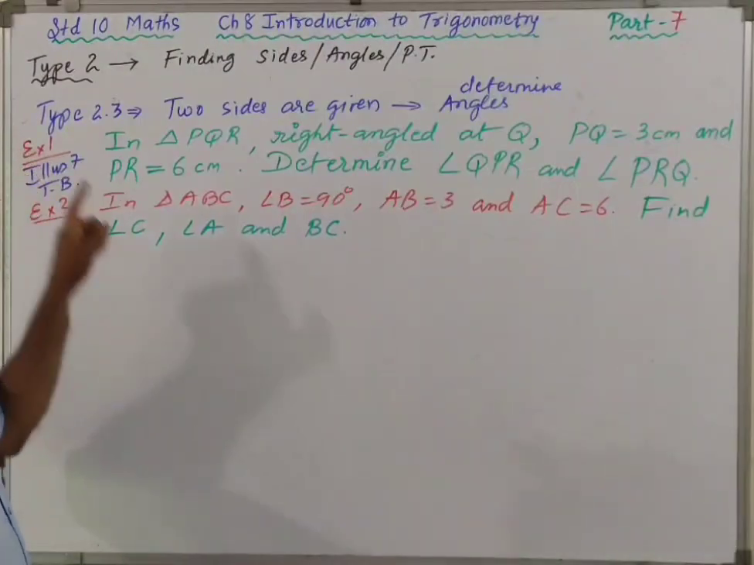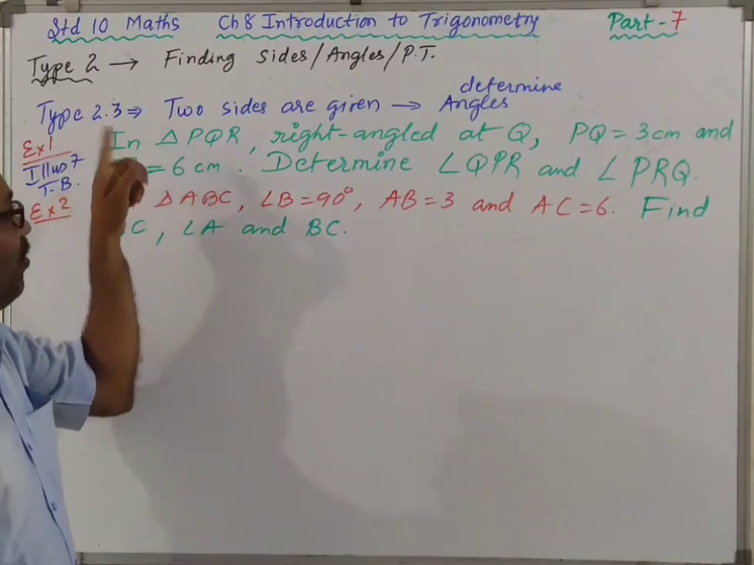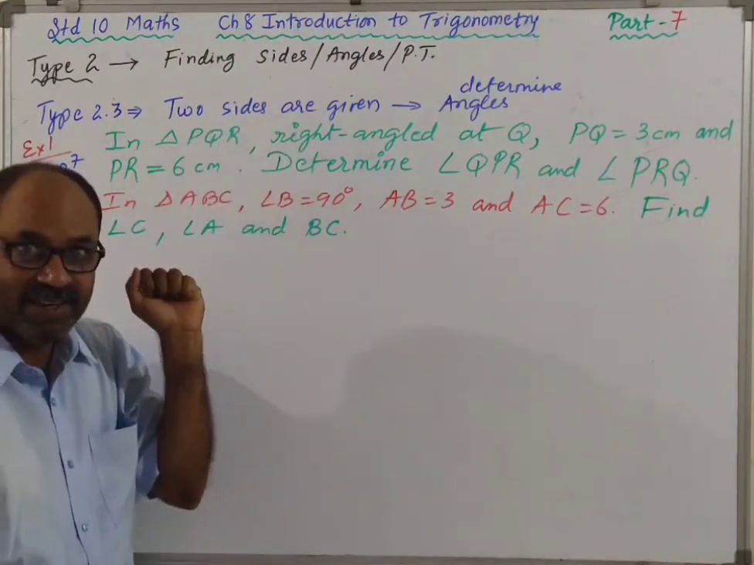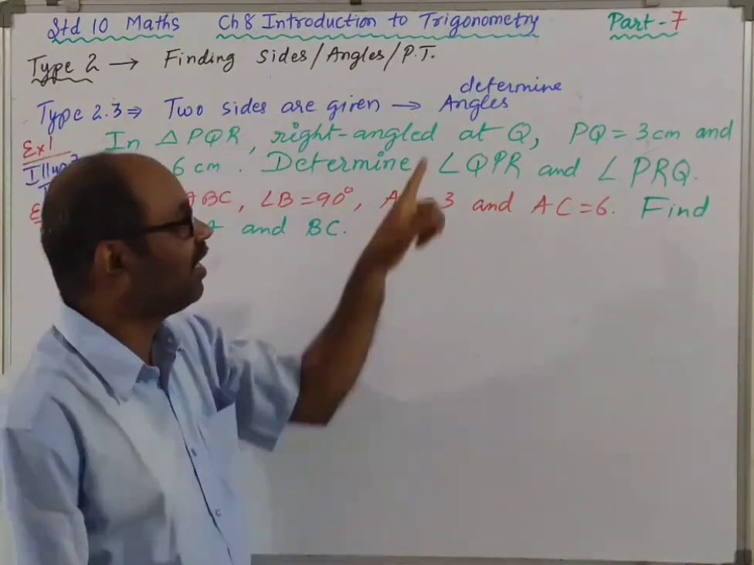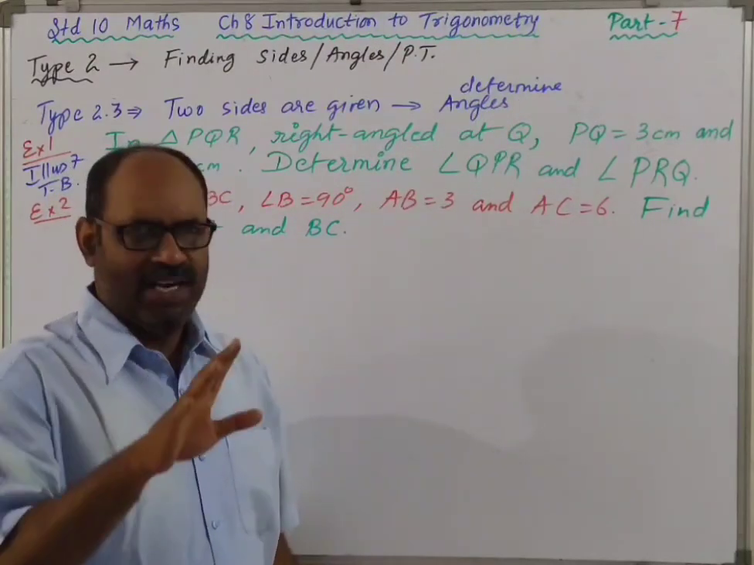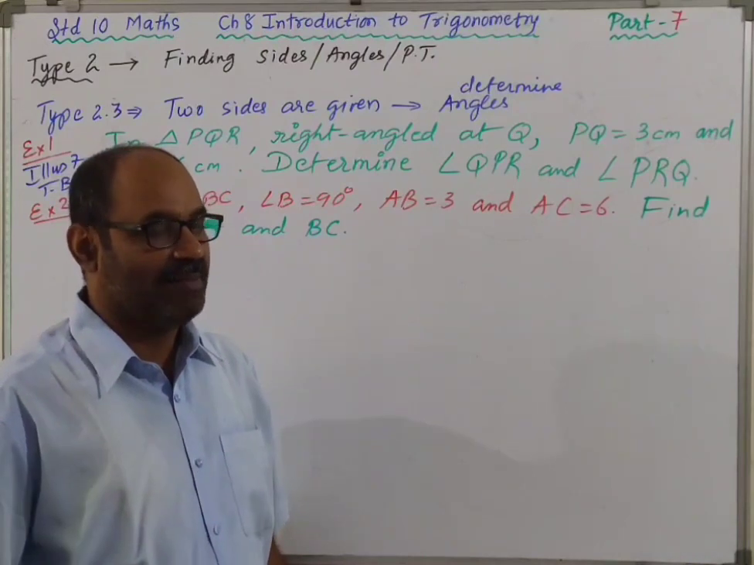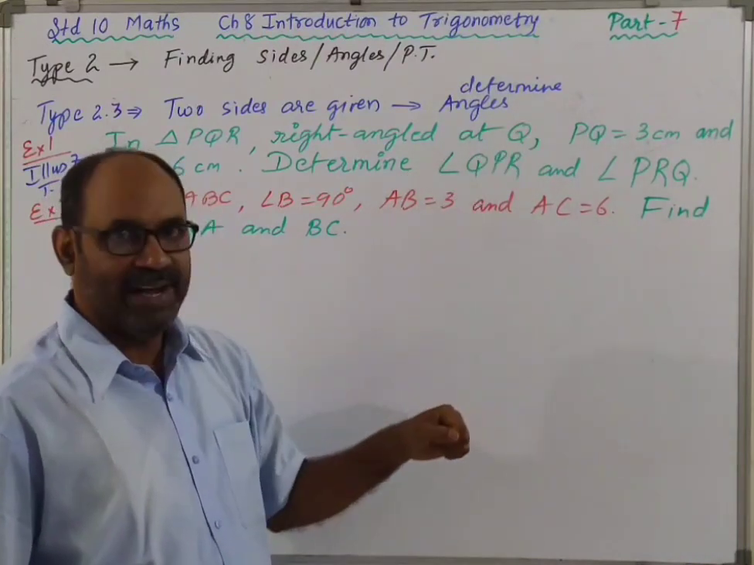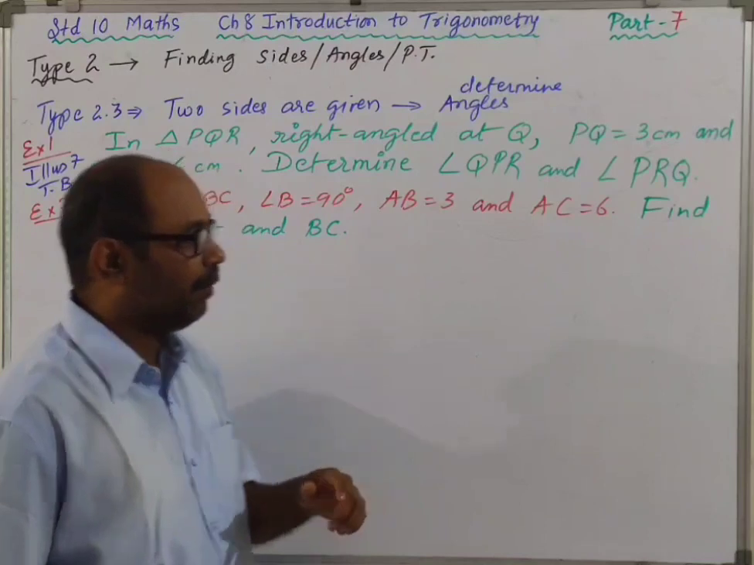Alright, children. So now this is type 2.3. Two sides are given. In a right triangle, the measures of two sides are given, and you have to determine the measure of angles. One is the right angle. The remaining two you have to determine. And sometimes you have to find the remaining side as well.